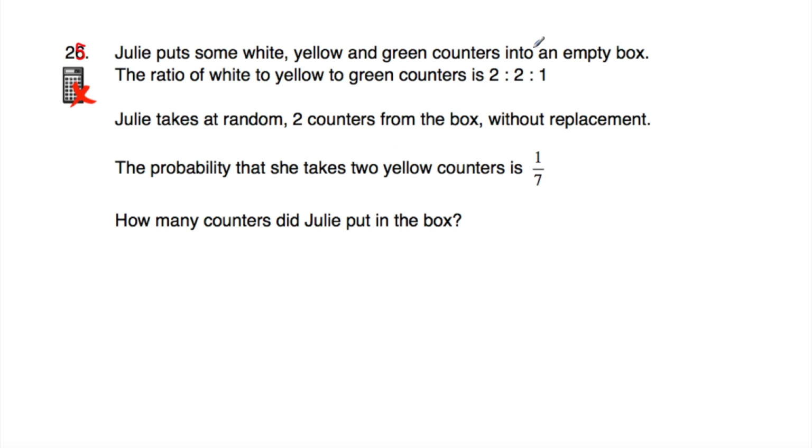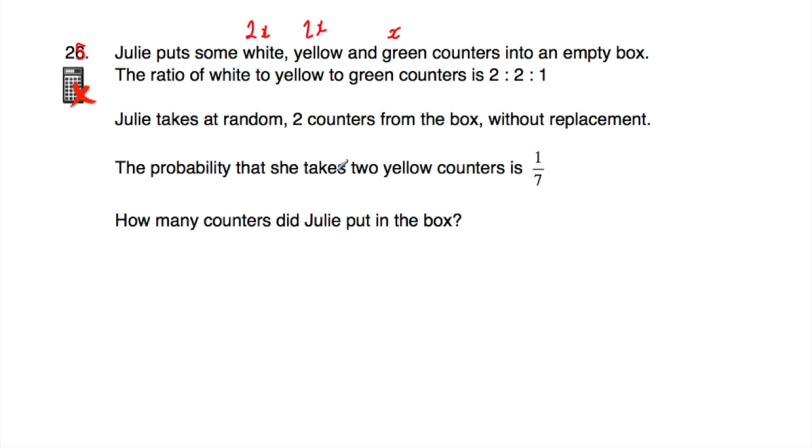Okay, so let's go back to the ratio. We know the ratio is 2 to 2 to 1. I'm going to say the number of white counters in the box is 2x, the number of yellow counters in the box is 2x, and the number of green counters in the box is x. The reason for doing that is I don't actually know the number of white, yellow and green counters in the box, but I do know that they're in this ratio. So there's twice as many white counters as green counters and twice as many yellow counters as green counters. So 2x, 2x and x would be fantastic, because, for instance, if x was equal to 5, there could be 10 white, 10 yellow and 5 green, and so on.